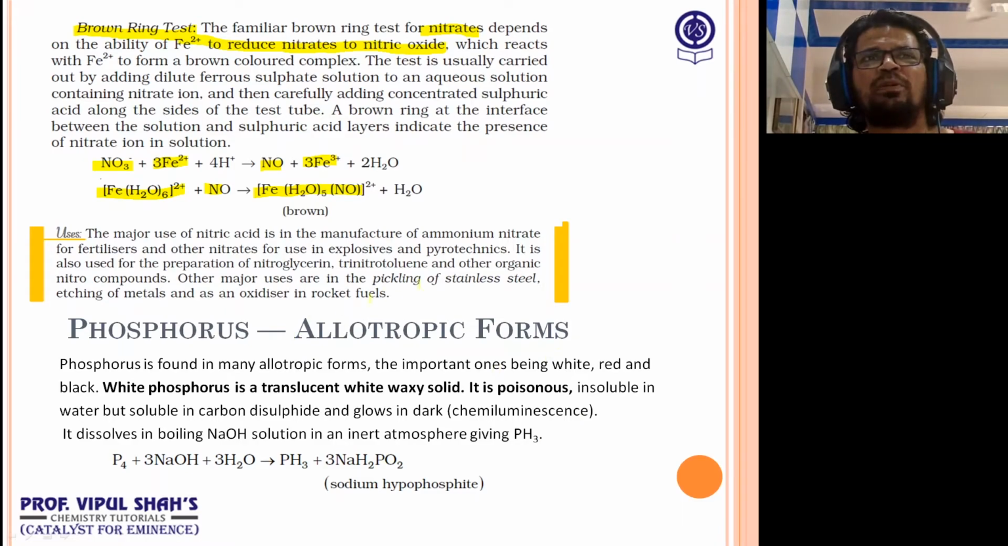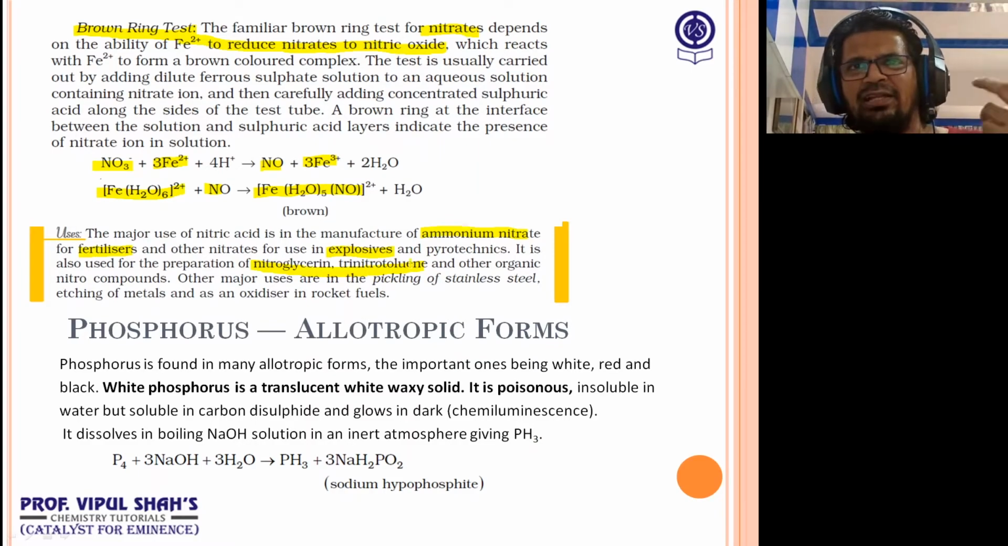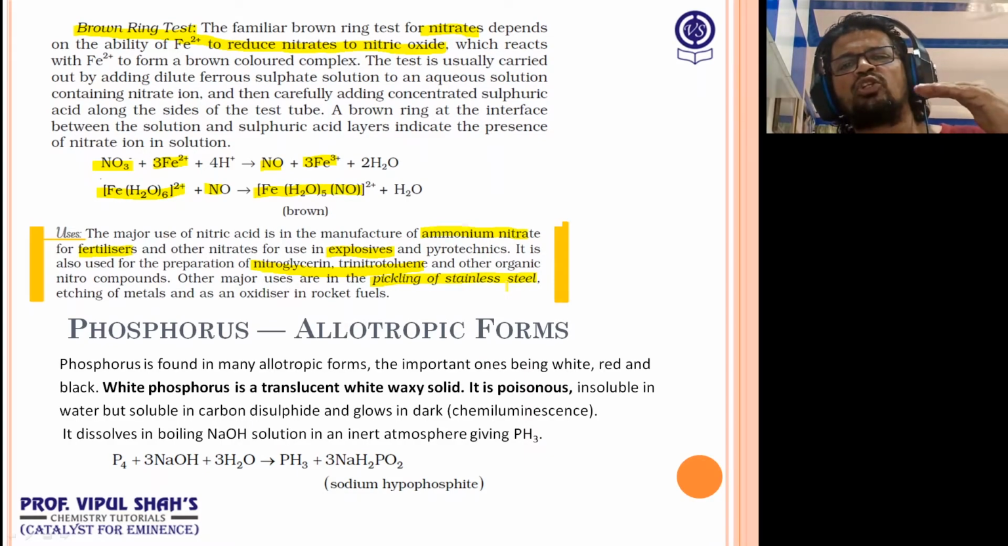Now the uses, people, mainly the manufacture of ammonium nitrate. Ammonium nitrate is basically used in fertilizers as well as an explosive, what I told you. It's a detonating agent. Okay. And also in the preparation of all these detonating agents: nitroglycerine, trinitrotoluene (TNT), the hand grenades. And also in pickling of steel. People, what is the meaning of this? It's a process.